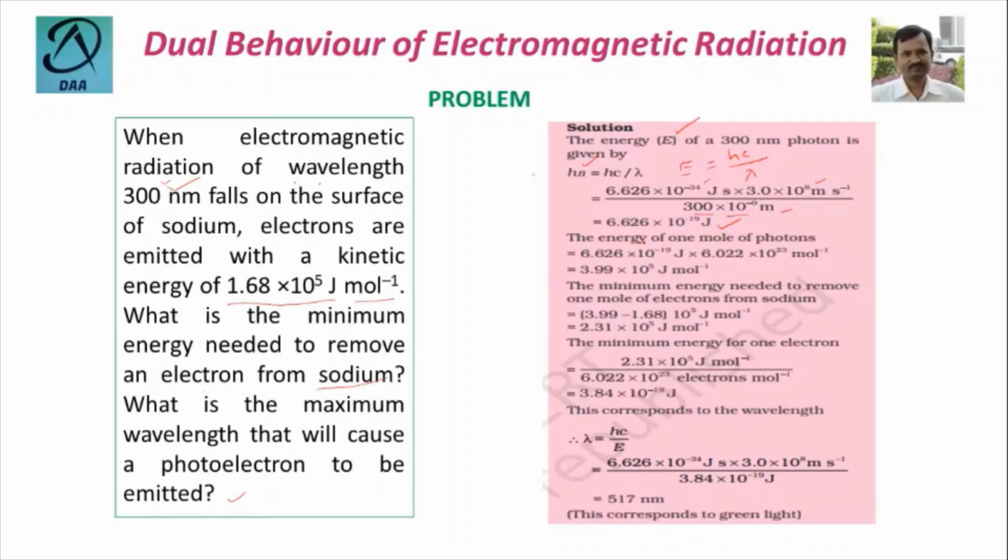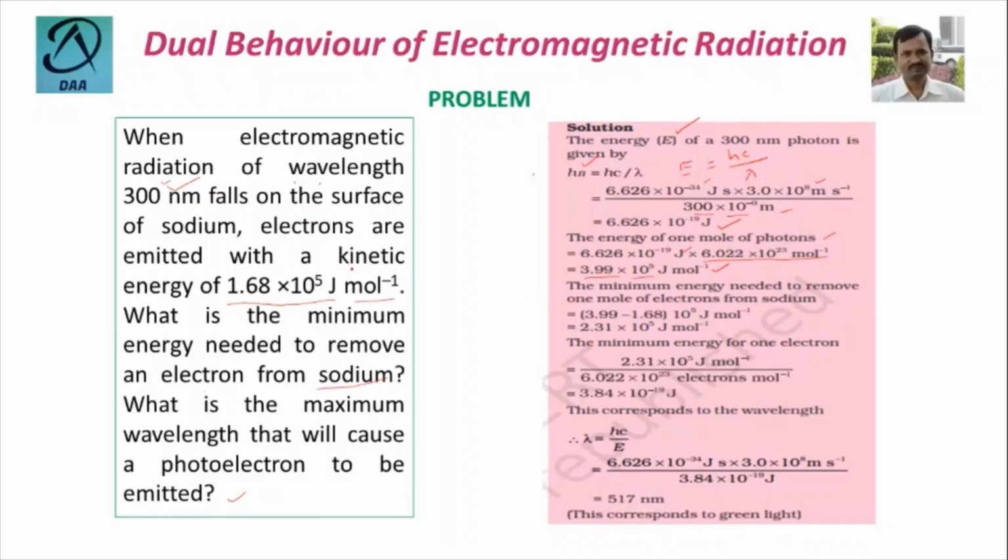So for the energy of 1 mole of photons, you have to multiply this value with the Avogadro number, which is 6.022 multiplied by 10 to the 23 per mole. This Avogadro number also you have to remember always for this calculation. And then the final value for the energy of 1 mole of photons will be 3.99 multiplied by 10 to the power 5 joule per mole. Now it is the total energy of 1 mole of photons.